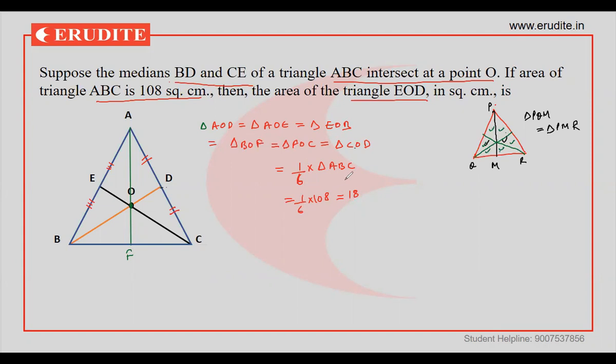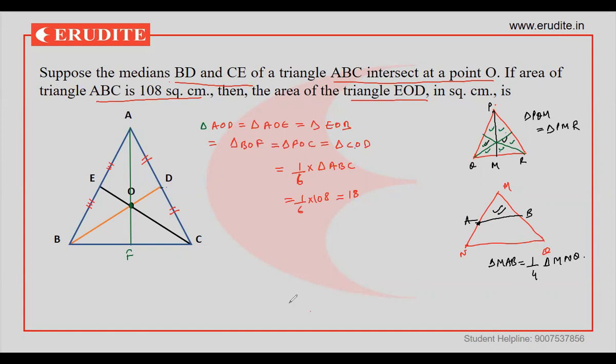Now guys, another property which we can use here is that if this is a triangle, like say I'm taking it as M and O, and I'm joining the midpoints of these two sides, like say I'm taking A and B, these are the midpoints of these two sides, then this triangle MAB will be 1/4 of the entire triangle area.